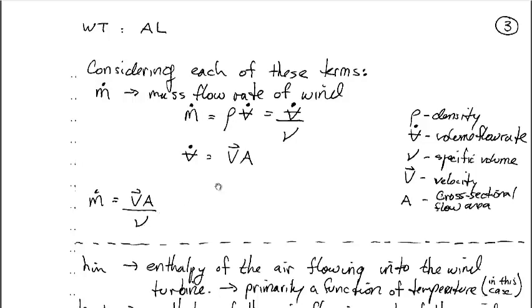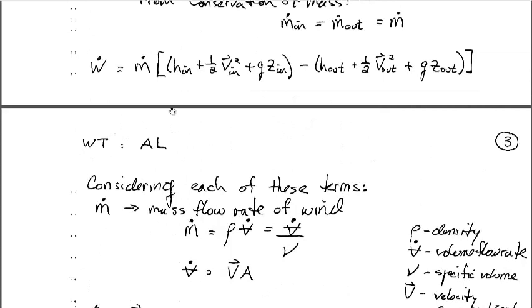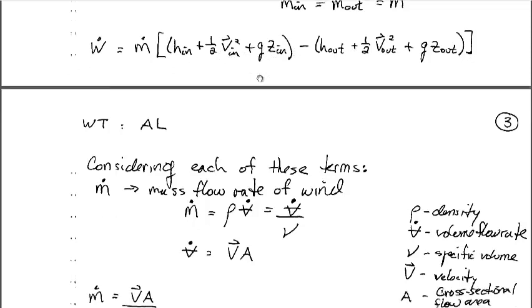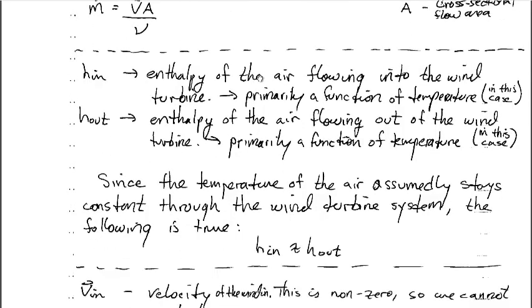Okay, let's think about some of these other terms that we have in our power equation. We have mass flow rate, we've digested that, and we understand that now. We also have the enthalpy in and out terms, the kinetic energy in and out terms, and the potential energy in and out terms. So let's go through each of these terms and see if we can rationalize how we analyze them, since we want to be able to calculate the power of this windmill system.